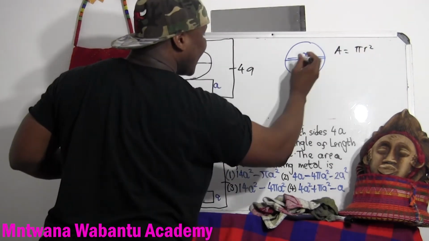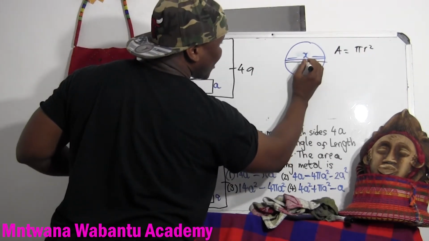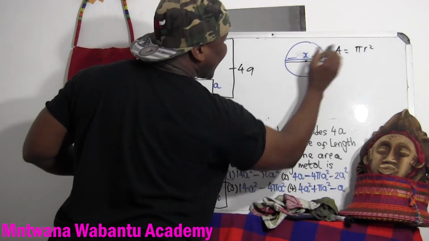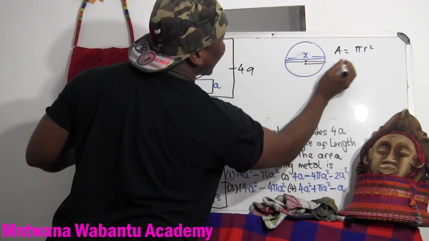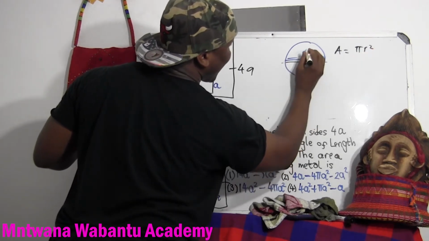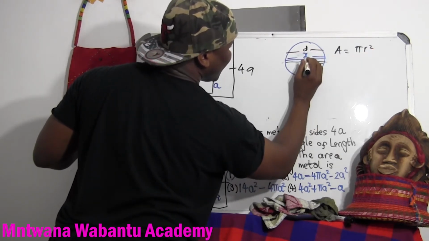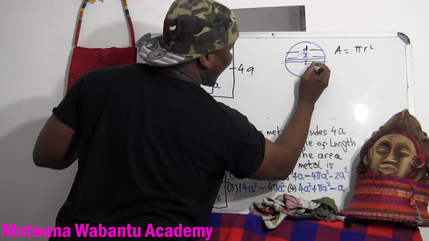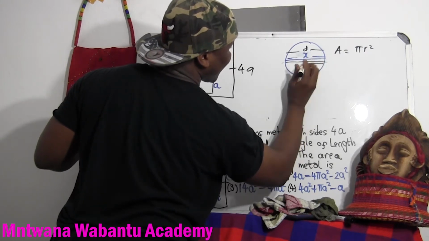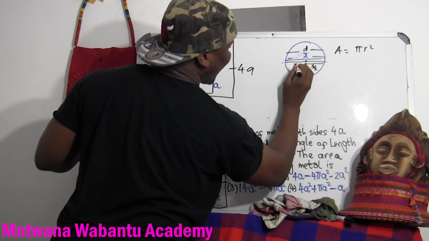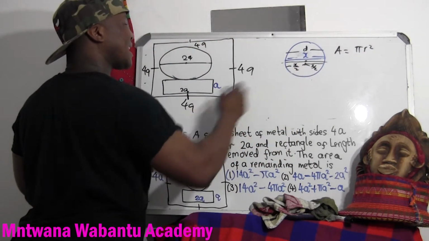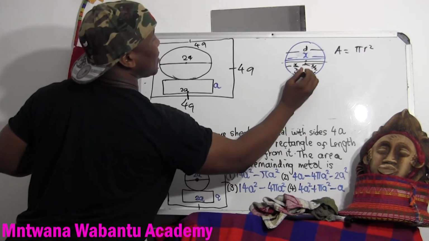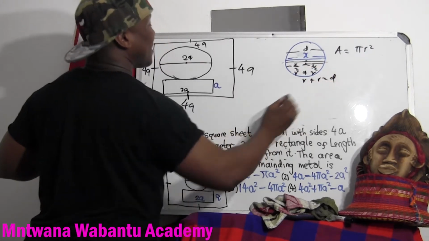R is the radius. All of this length is the diameter, from beginning to end through the center. The radius is half of the diameter, from the center to the circumference. So if the diameter is X, the radius is X divided by 2. When you add radius and radius, you get the diameter. Now let's go to the question.